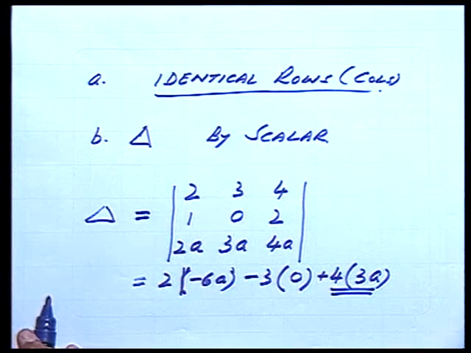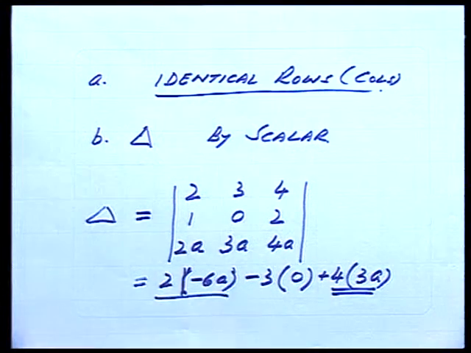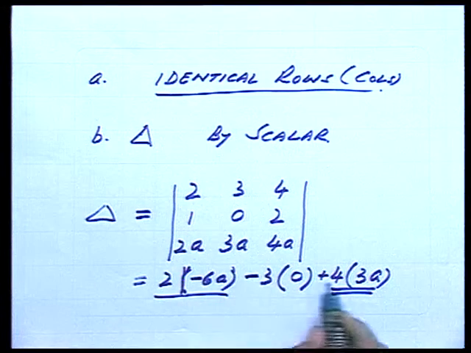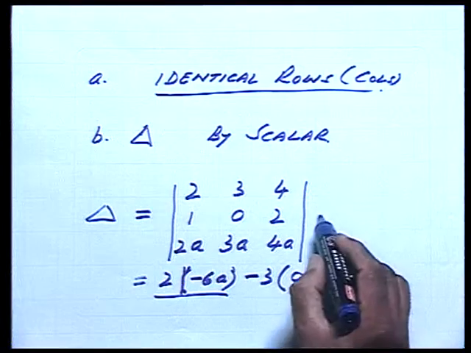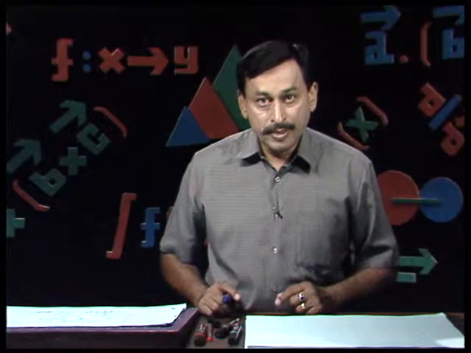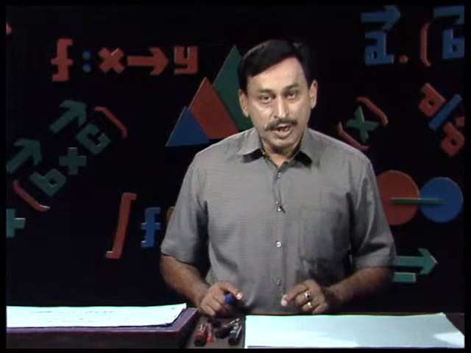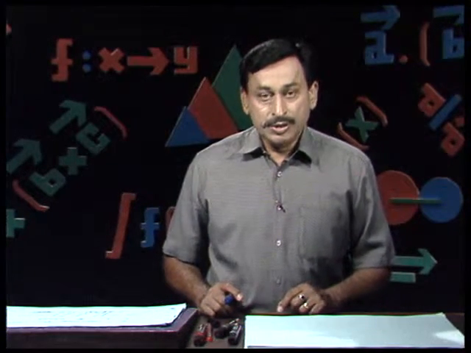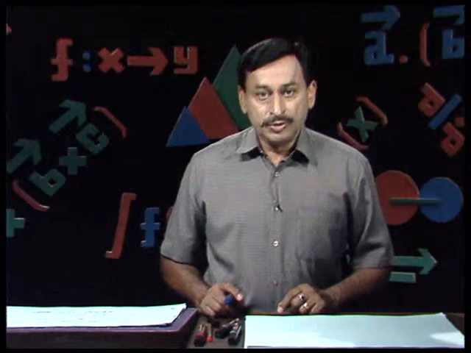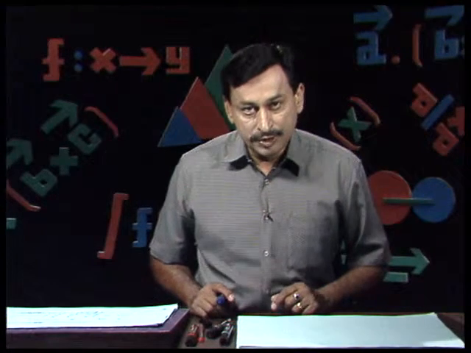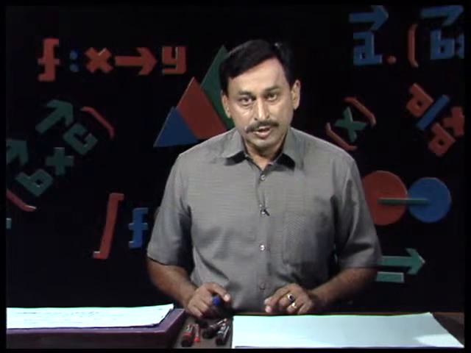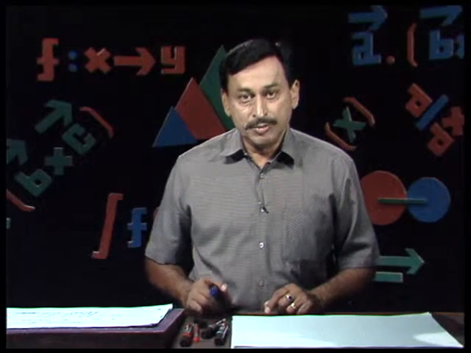4 into 3A, 12A, 2 into minus 6A, minus 12A, minus 12A, plus 12A. This determinant is once again having the value 0. So, we arrive at yet another property. The rows may not be exactly identical, but if one row is a scalar multiple of another row, or for that matter a column is a scalar multiple of another column, then even then the value of the determinant is going to be 0.